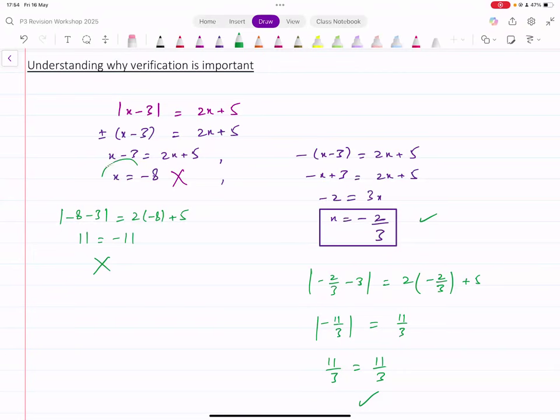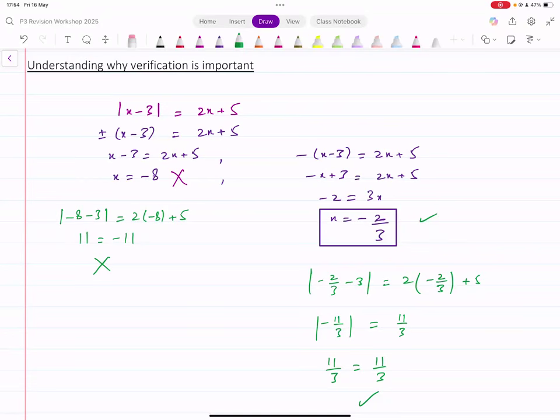So in this case, if I input x equals -8 in that equation and then simplify that, what I end up getting is on the left side, I have -11 and then modulus. Modulus of -11 is +11. And that gives me 11 equal to -11. And that's clearly not correct. So that means -8 does not satisfy the equation.